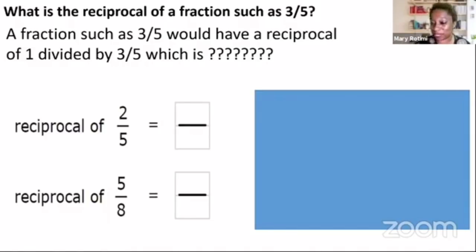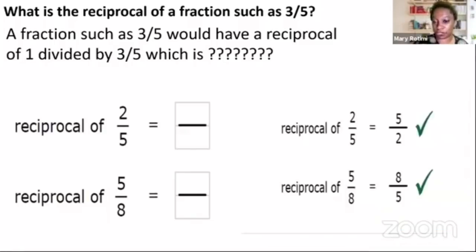You don't want to type it in the comment section, but I guess you should be bold enough to do it. But yeah, I'm going to show you the answers now. So this is the answer you should have gotten: 5/2 and 8/5. I hope that's really well done on your own side there.